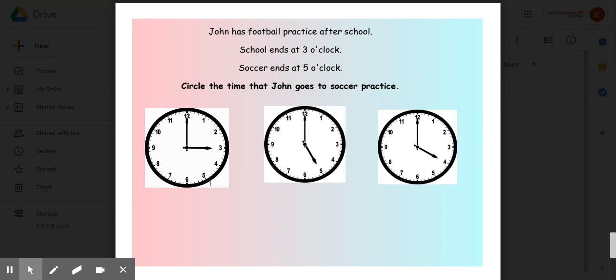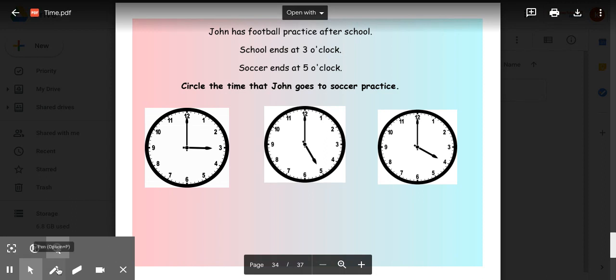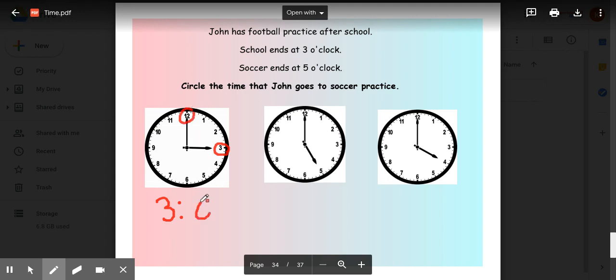First, I need to figure out what time each clock shows. So I'm going to start with my first one. The hour hand is pointing to the 3. And my minute hand is at the top. And when the minute hand is at the top, I know it is o'clock. Next, my hour hand is pointing to the 5. And my minute hand is at the top. So I know it is o'clock. And last, my hour hand is pointing to the 4.